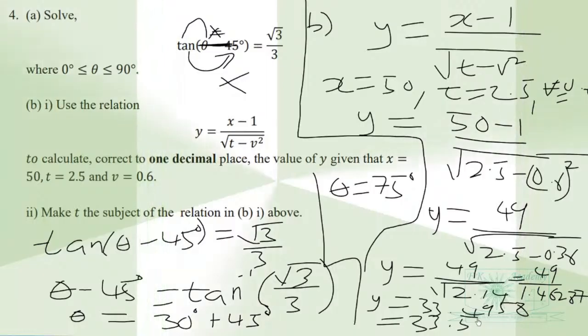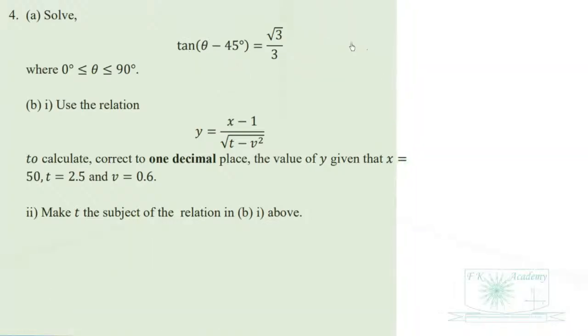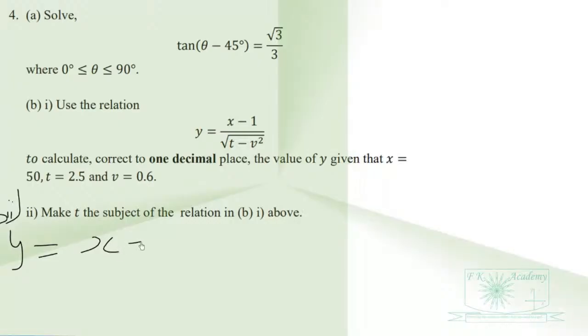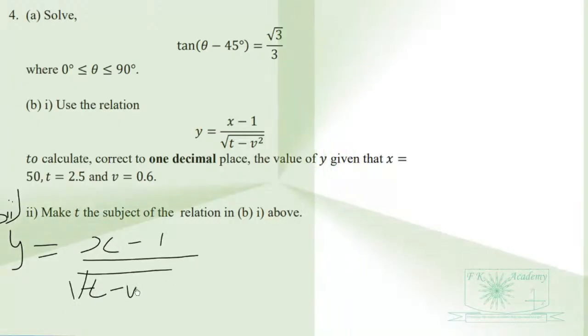So now let's consider the I part. So this is BI, the I part. So the I part says that we should make t the subject of the relation in B above. So the equation is y is equal to x minus 1 all over square root of t minus v squared. And we are asked to make t the subject.